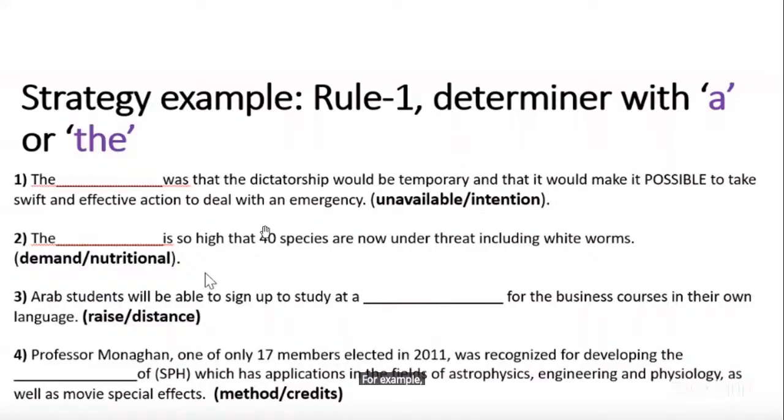For example, we need to understand the emergency. If the dictator, for example, intention of dictator, intention could not be so relevant here. Why? Because the intention of a dictator is always negative. So you have to eliminate this one. But if you just use this context, unavailable, then if the dictator is unavailable, then emergency can be operated.